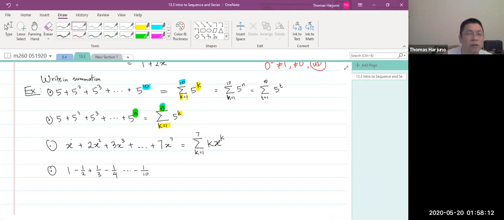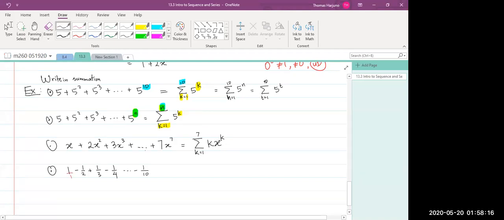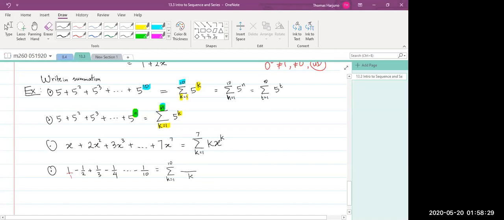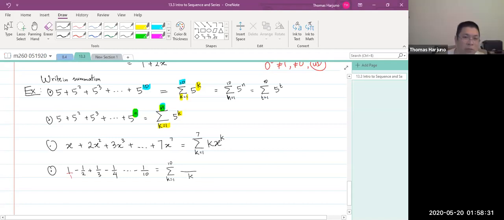Now notice that the first one is 1/1, right? Actually, this is 1 over k. It starts at 1 and ends at 10. So we start from 1, end at 10, and 1 over k. Yes, but how about the alternation? It's plus, minus, plus, minus, plus, minus.